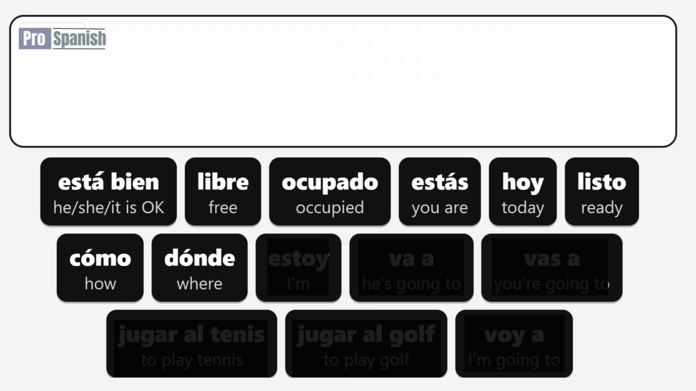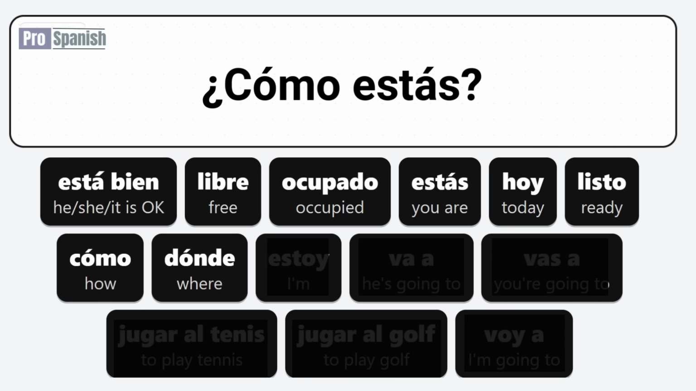Right, let's do the next two question words together. So, ¿cómo and dónde? So, how and where? How would you ask, how are you? Just two words. ¿Cómo estás? How are you?